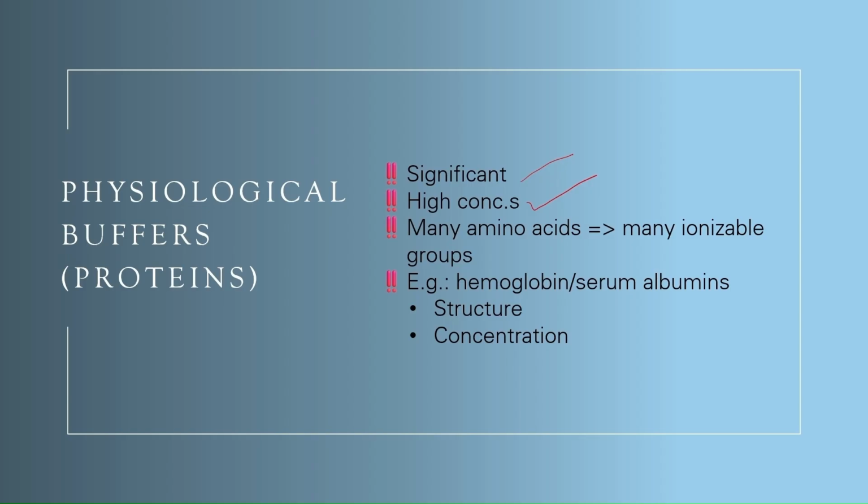There's that. Then you have examples: hemoglobin found inside the red blood cells, and serum albumins found in the serum, also known as plasma, okay? They contribute to buffering for two reasons: their structures and concentrations.